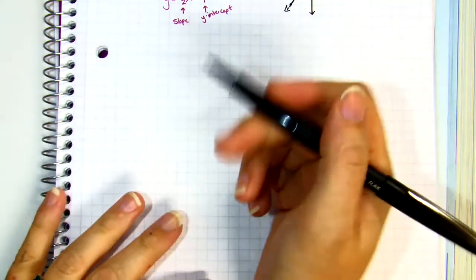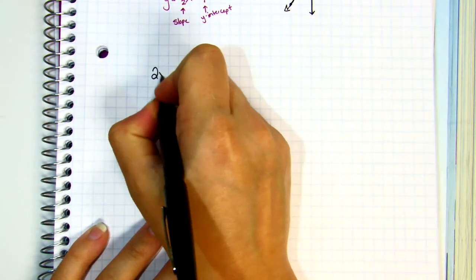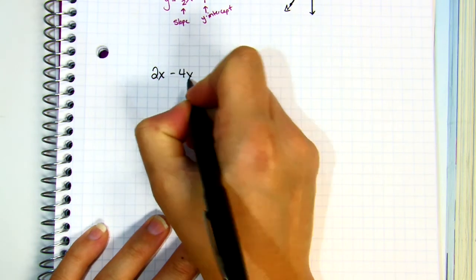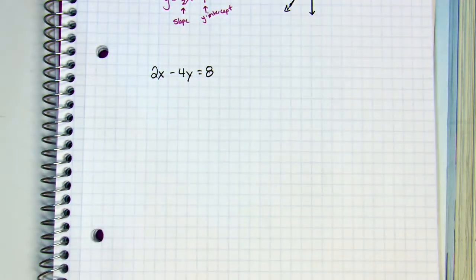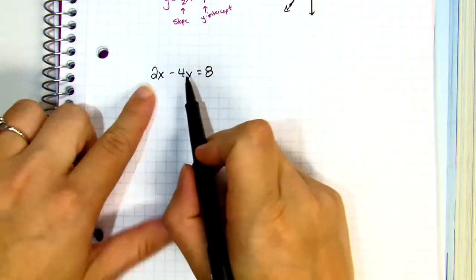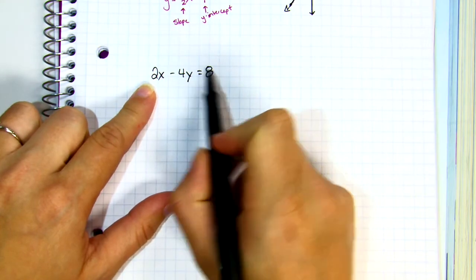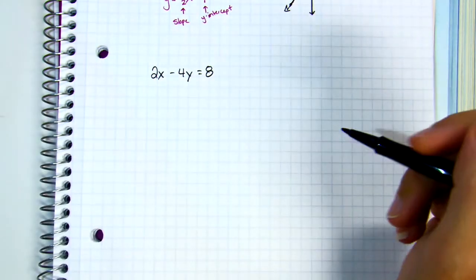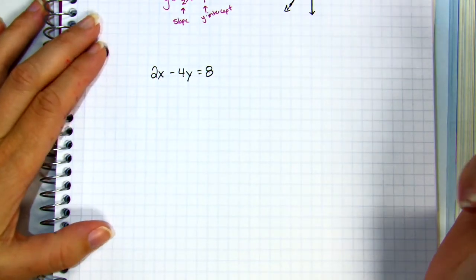This second way to graph in standard form works best when A and B are factors of C. So if you have something like 2x minus 4y equals 8. Here we have standard form, but both 2 and 4 go into 8, or 8 is divisible by 2 and 4. So this next method, which is using the intercepts, is a good way to do it.